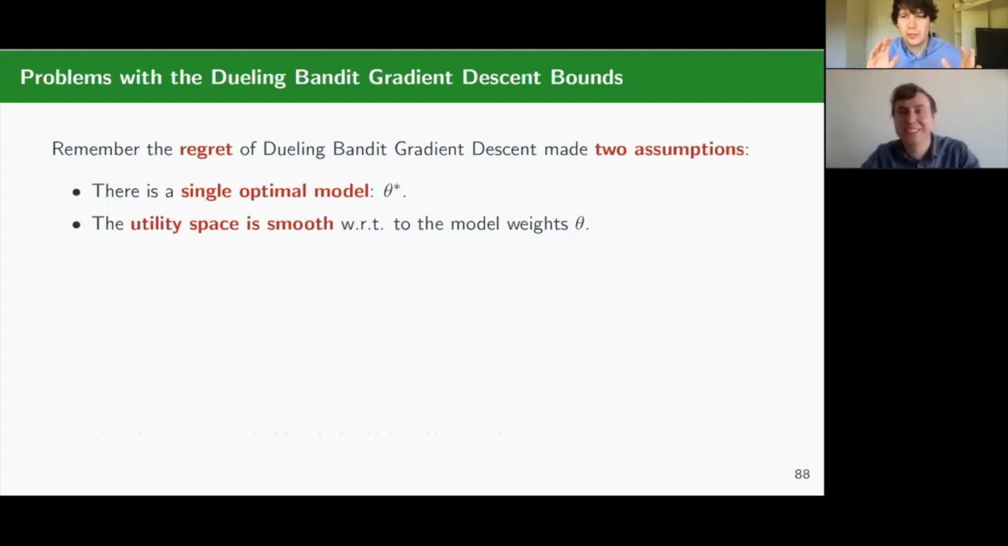Because we saw this difference between what's possible on a data set and where this method seems to converge is so big, we've looked at the regret of the original paper, which all the other methods build upon. And remember, we had 2 assumptions. The paper makes more, but these 2 are the ones we'll focus on now. There's a single optimal model, and the utility space is smooth.